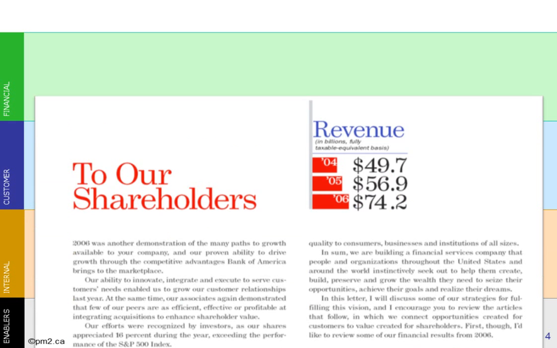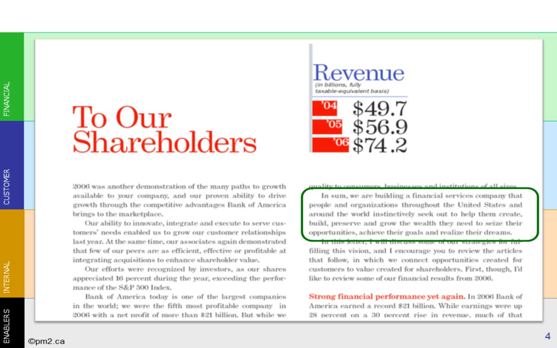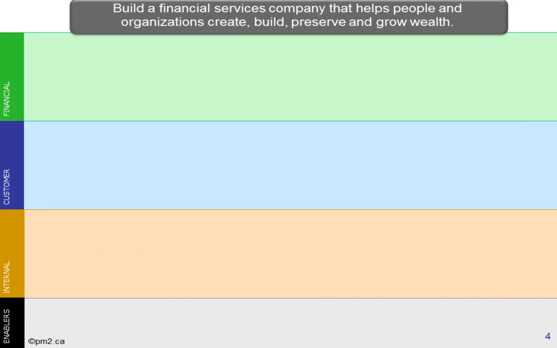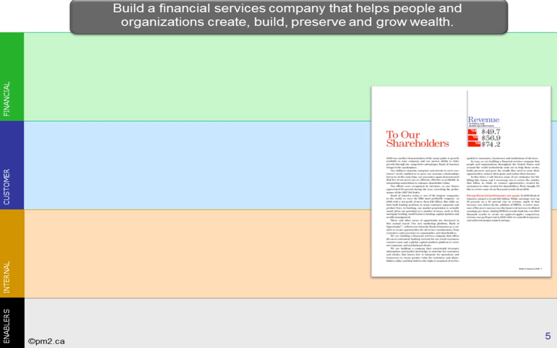Now, if we take a look at what the CEO wrote, one of the things he outlined was the overall mission for the organization, which is about building a financial services company, etc. So we'll just put that up at the top. We're not going to measure against it, but that's sort of the North Star, the big vision that we're going to move towards. But if we take a look at what he wrote, we can frisk it for strategic objectives.